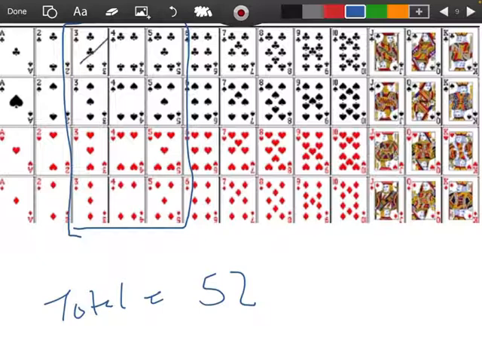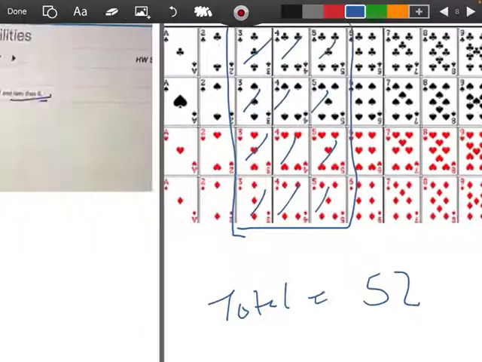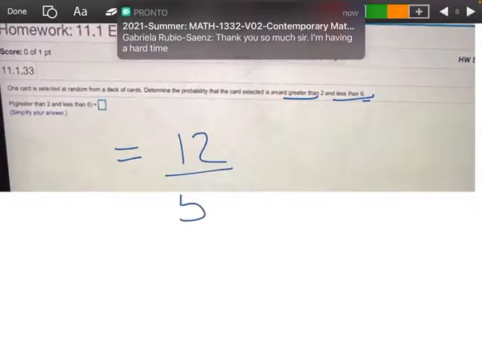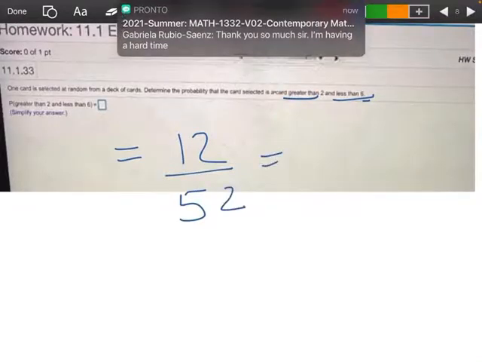So how many cards do we have? We have 1, 2, 3, 4, 5, 6, 7, 8, 9, 10, 11, 12. Okay, so what we're going to do now is we're going to say the probability of greater than 2 and smaller than 6 is 12 out of 52.